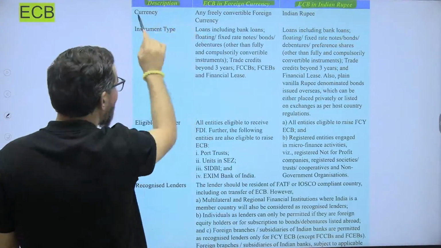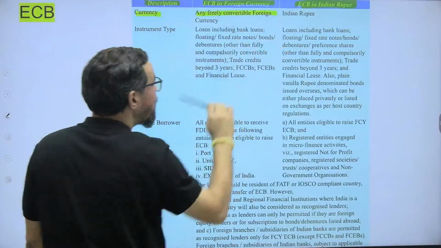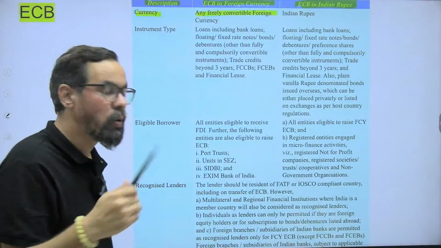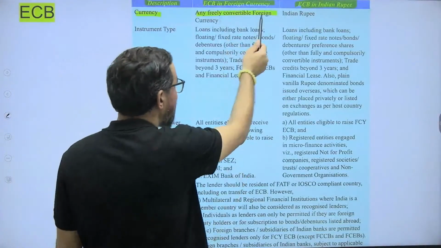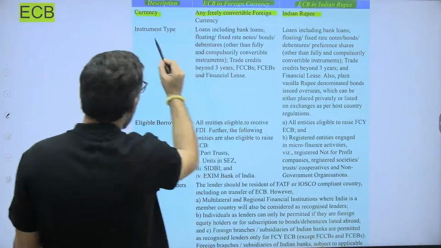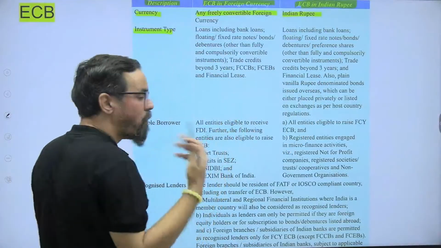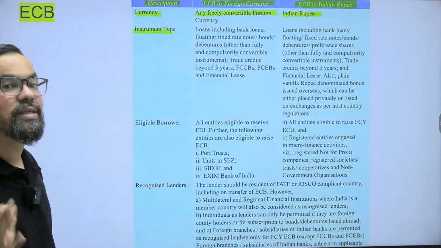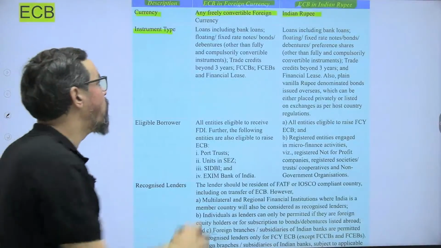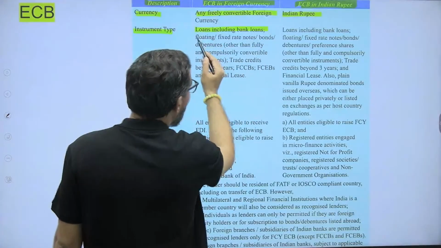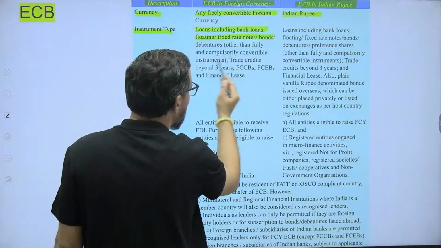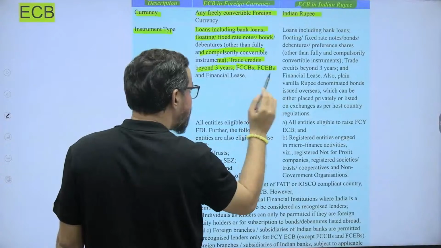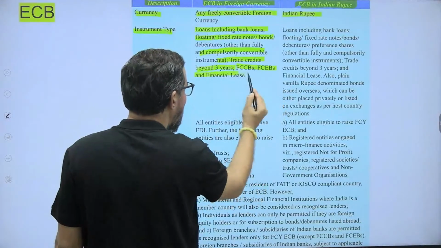So the currency is any freely convertible foreign currency, okay? Like USD, Australian dollar, euro, or pound and all, as per RBI basically, and it is in Indian rupee. Instrument type: any Indian company can raise a foreign currency denominated ECB in the form of a bank loan. It can be floating or fixed rate, it can be a bond or a trade credit beyond 3 years, foreign currency convertible bonds, and financial lease.